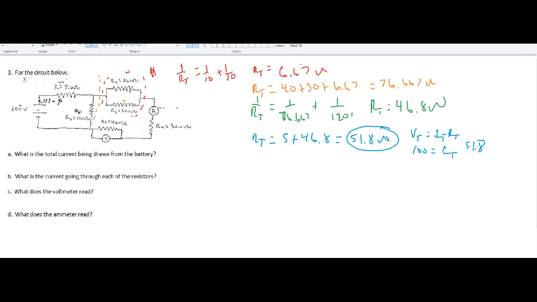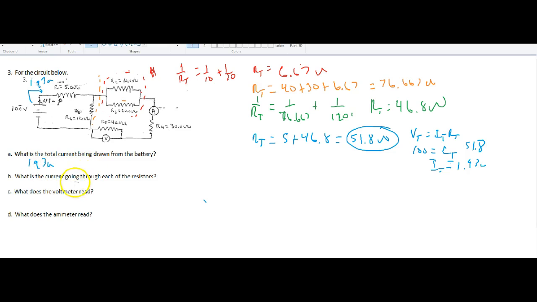And so now I'm going to divide that out. I get 100 divided by 51.8 is 1.93 amps. So my total current coming out of the battery is 1.93 amps. And so now I know coming out this way is 1.93 amps. All right. Whew. You've answered one question.